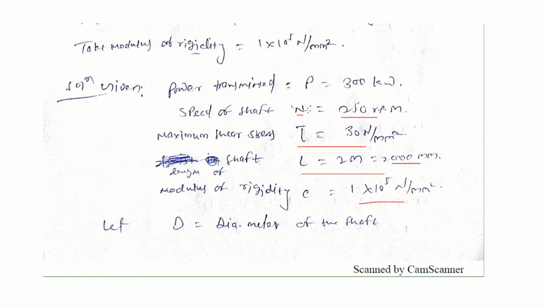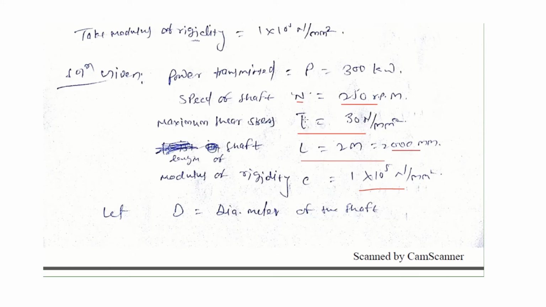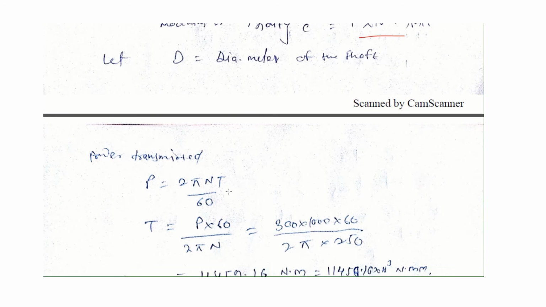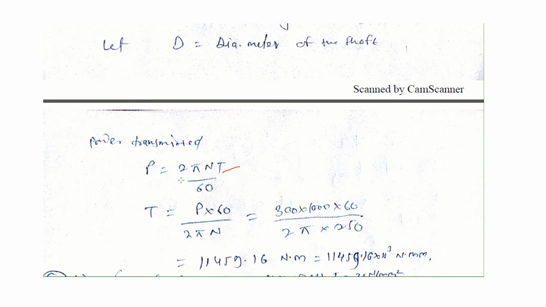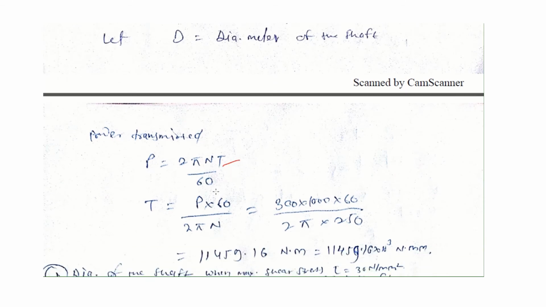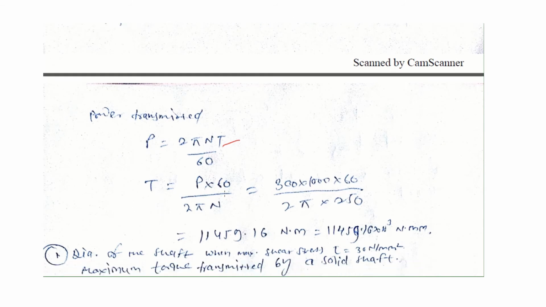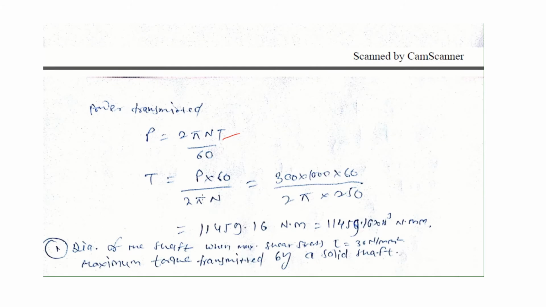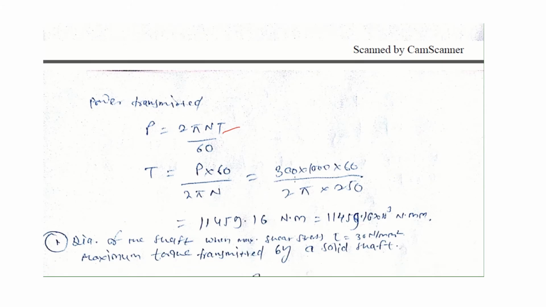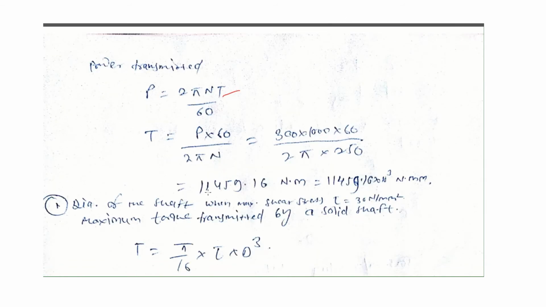Now we are using P and N, and we calculate T torque. So P equals to 2 pi N T by 60. So T equals to P into 60 divided by 2 pi N, and put the value of P and N. 300 kilowatt. So here 300 into 1000 into 60 divided by 2 pi into 250. It will give 11,459.16 Newton meter.